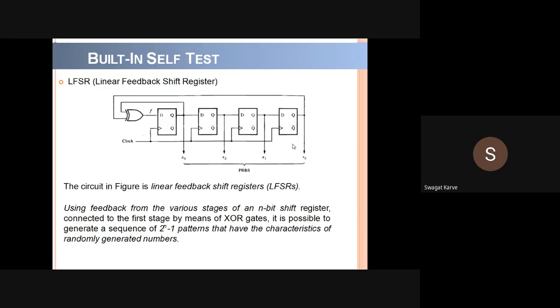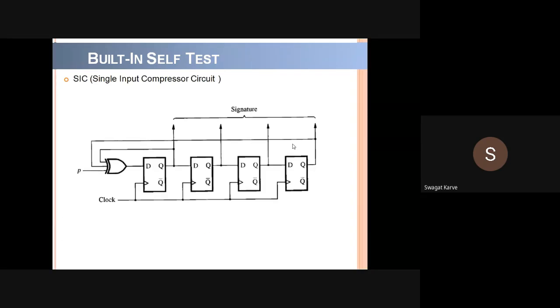For example, polynomial division, generator, signature analysis, random number generation, any purpose you can use. Either you can use parallel or serial, it doesn't matter. Only the speed will differ. So this is about the first type of built-in self-test, that is linear feedback shift register.